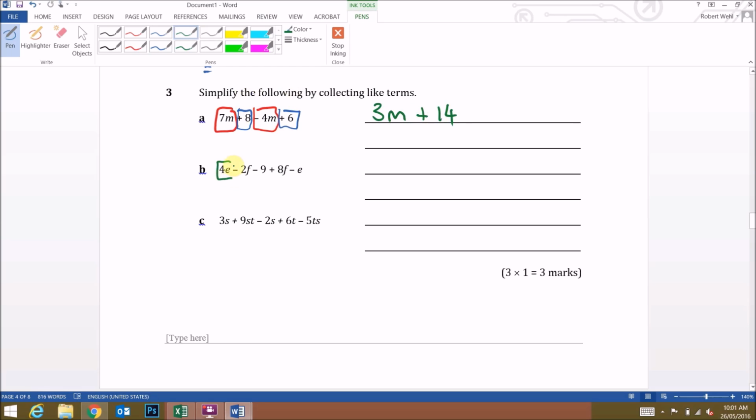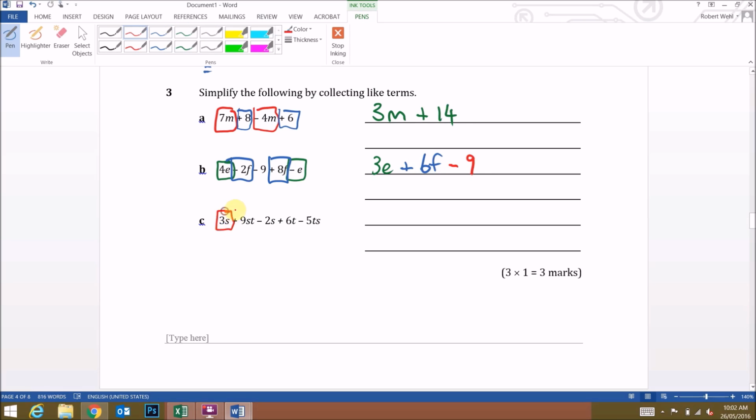This one, let's collect the e's. There are 2e's and 4e, and take away 1e, I'm left with 3e. Alright, then I've got the f's. I've got a negative 2f and a plus 8f. So if I put them together, I end up with plus 6f. And then finally, I've got one constant term, which is take 9, and that stays the same.